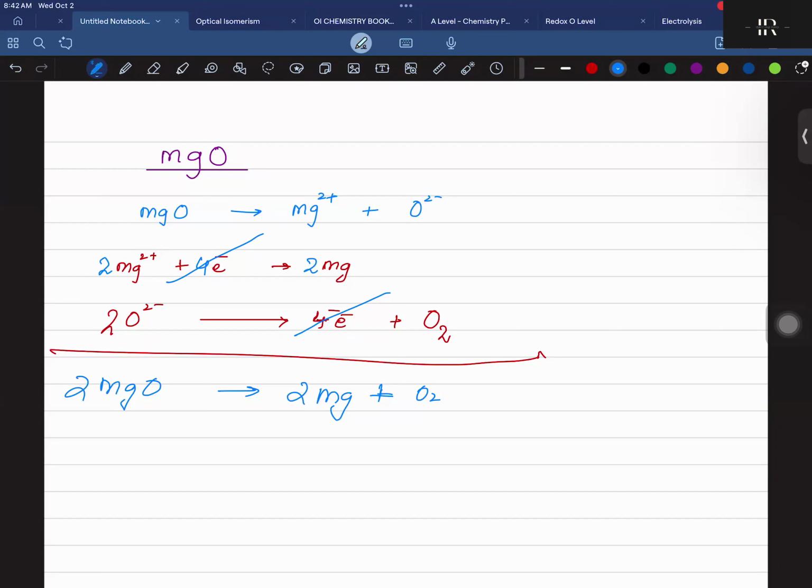That's it. Because in water, you would see that H positive ions and OH negative ions from the water molecule would also be interrupting you. Okay, so remember.